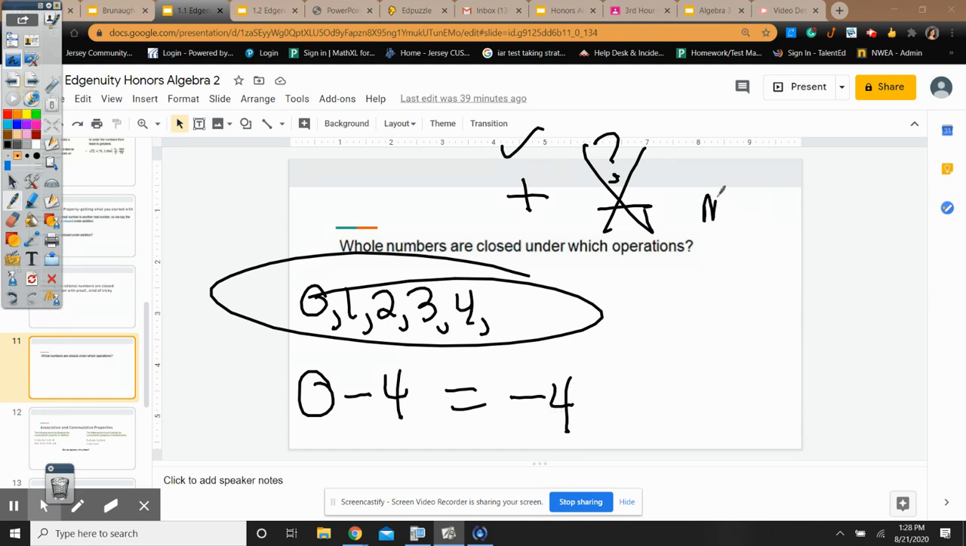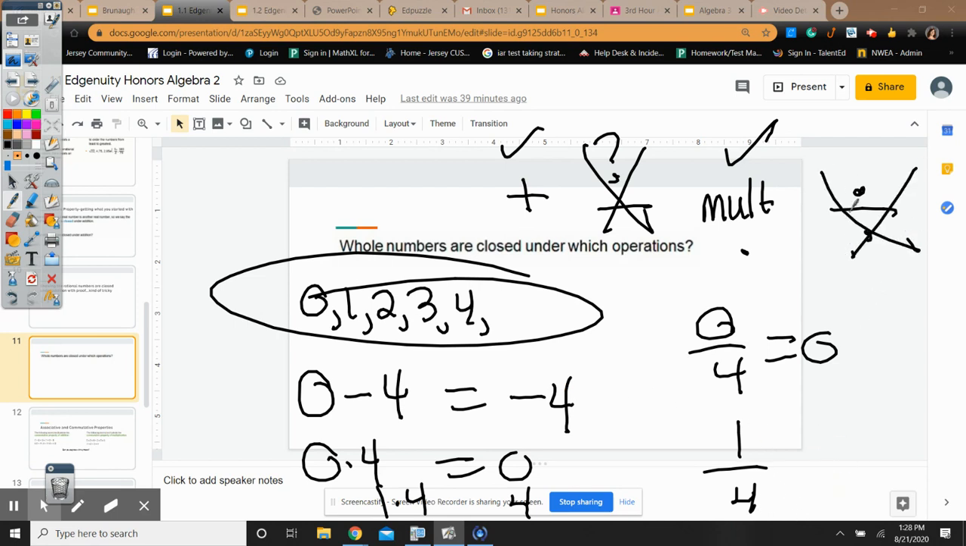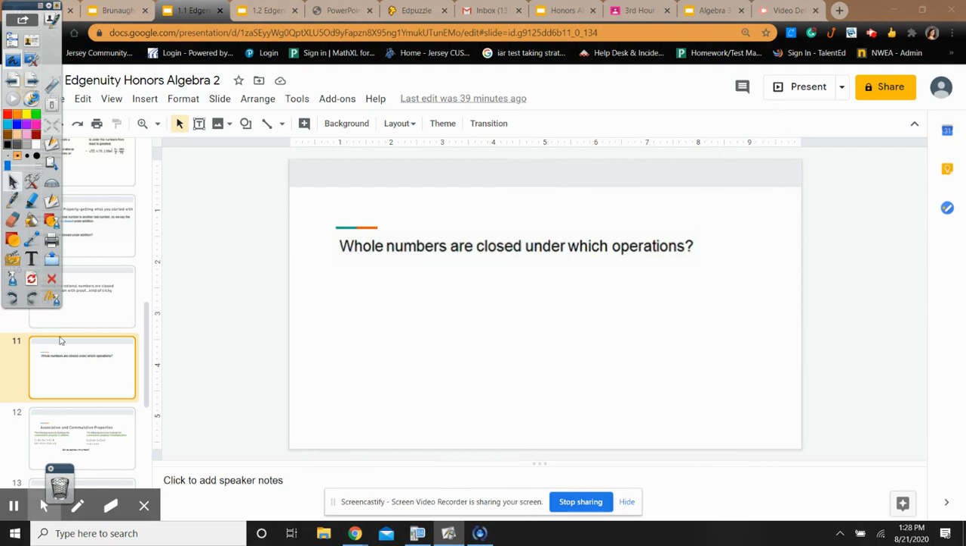How about multiplication? If I multiply 0 times 4, I get 0. That's one of the numbers. 1 times 4, I get 4, one of the numbers. It will be closed under multiplication. And how about division? Well, 0 over 4 is good. How about 1 over 4? Is 1 over 4 one of those numbers? No, that is just a rational number. It is not closed under division. So that's an introduction to this idea called closure.